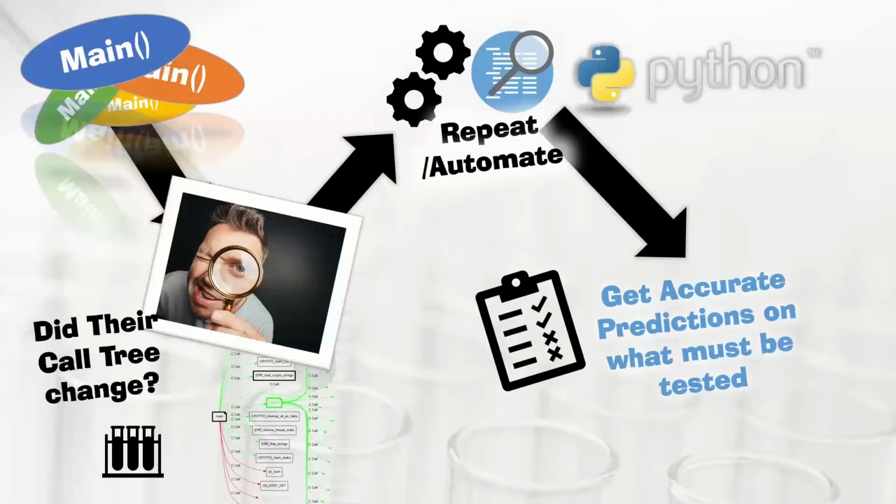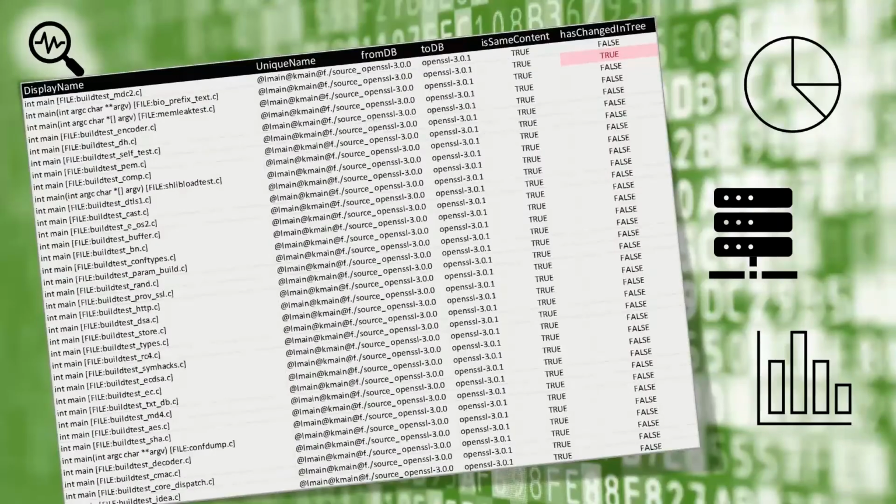So compare all the call trees to all the mains on all the versions. You get a file like that. That's the raw data you get out of the investigation we did. You get the main, it's built here. Is it the same content? Yes. Did anything change in the call tree? No. But for this one, the function did not change, but something changed in the call tree. And you can see, from OpenSSL 3.0 to 3.0.1, not much has changed.